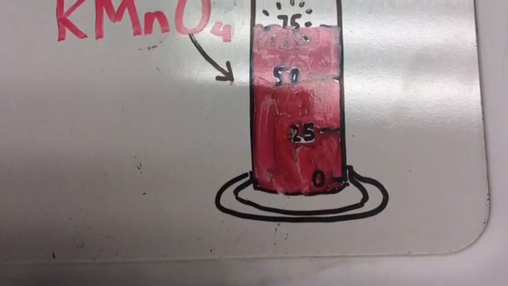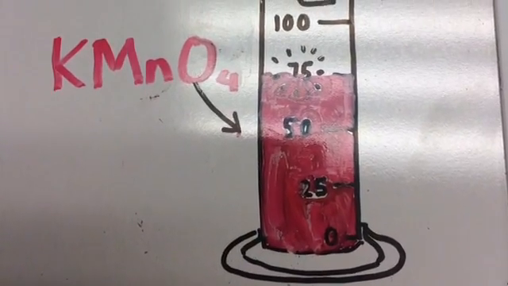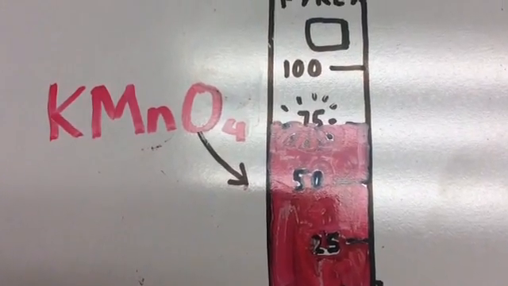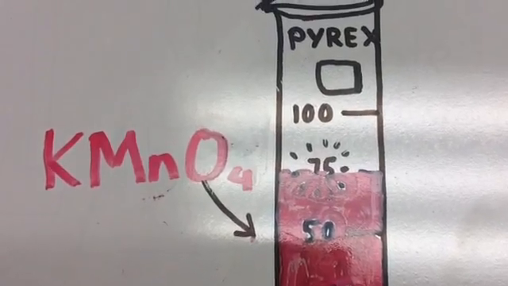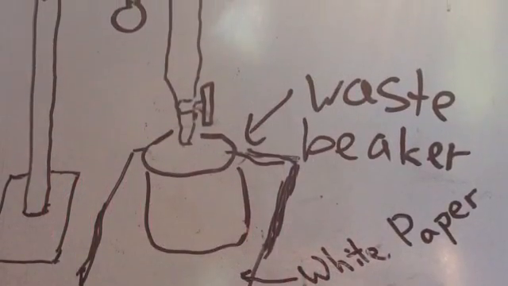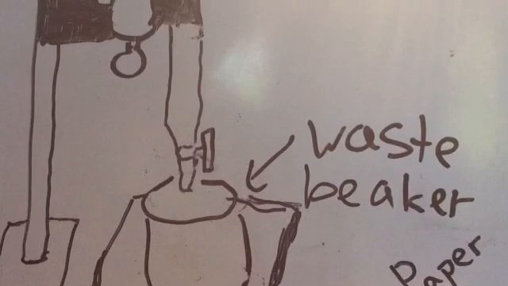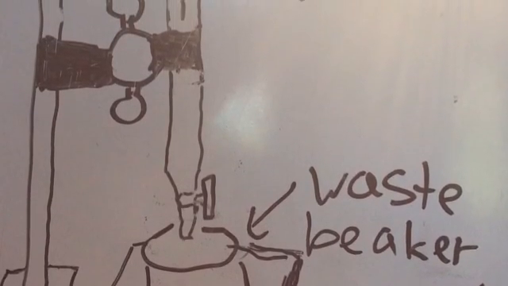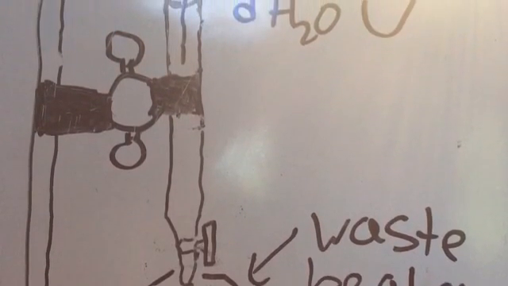Obtain around 75 milliliters of potassium permanganate solution in a beaker. Make sure to record the concentration of this solution. Set up the burette on the ring stand and place a waste beaker underneath. When the stopcock is vertical, the solution flows out. When the stopcock is horizontal, it stops.